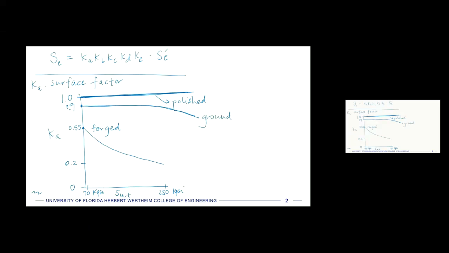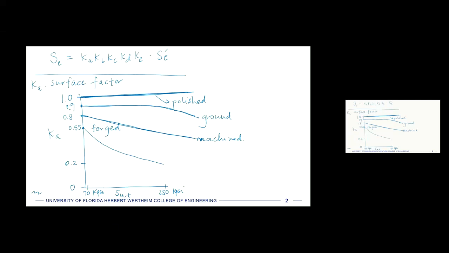And then if you machine a part, it has almost a linear relationship, and it starts at about 0.8 and goes down to 0.5-ish. So I'm just going to draw kind of as straight a line as I can. Machined. That's an M. Okay. So that's pretty typical, right?